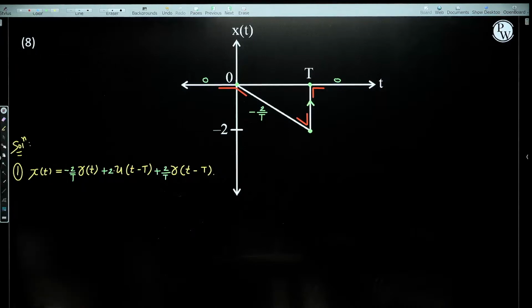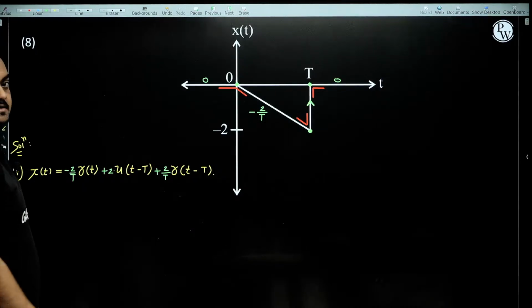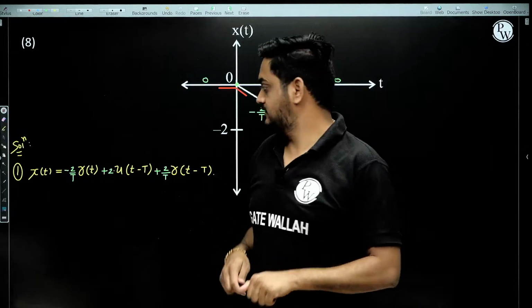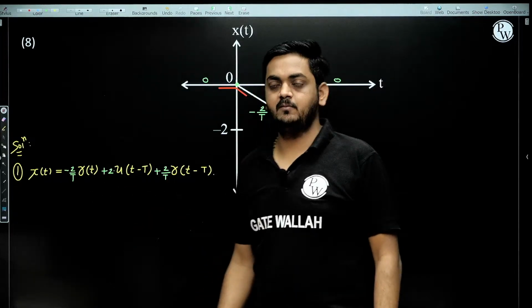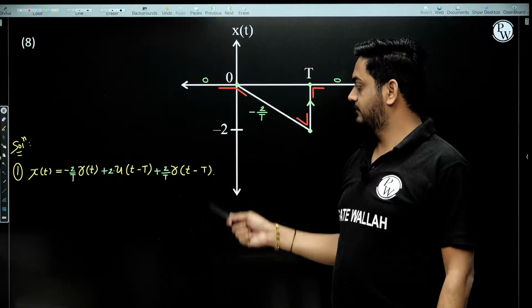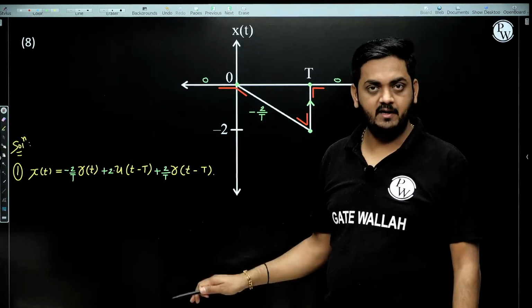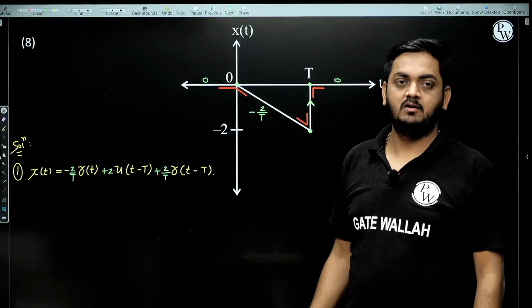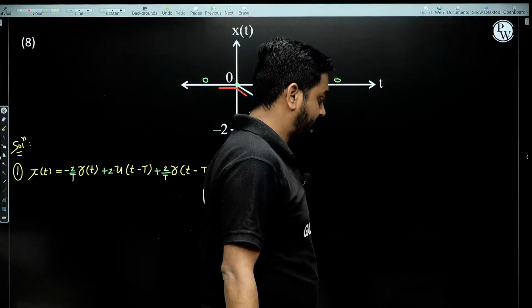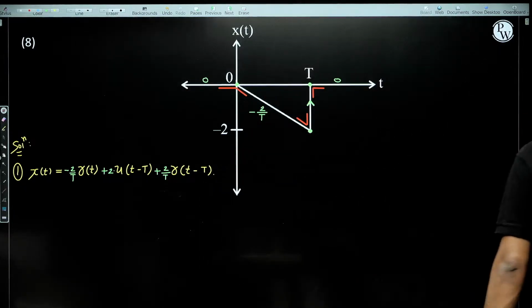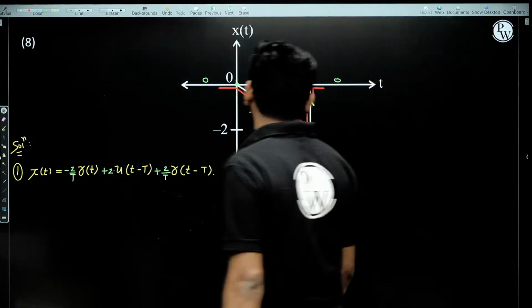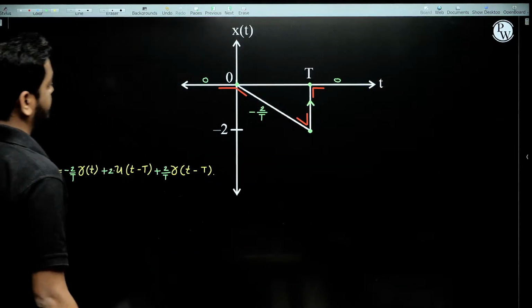Clear? Now if you want the second answer, simply replace r of t with t into u of t, and replace r of t minus capital T with t minus capital T into u of t minus capital T. Then simplify, and you will get the second answer, guys. And you can also use the window concept.